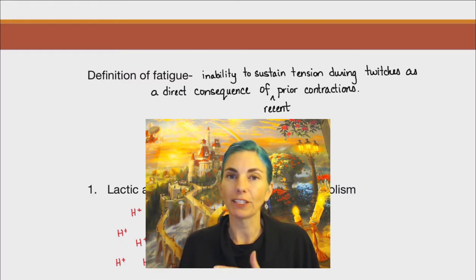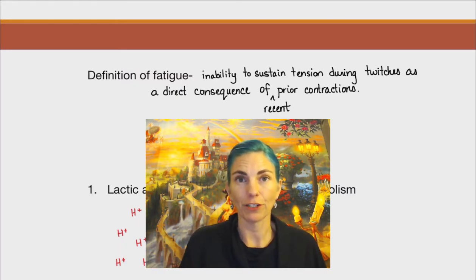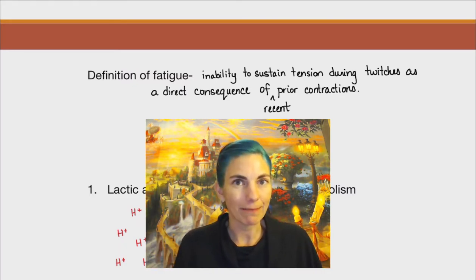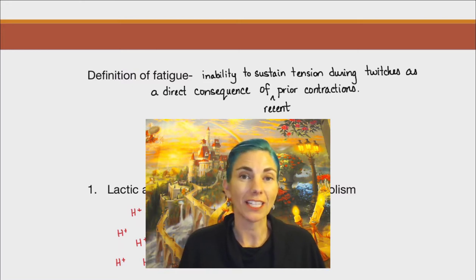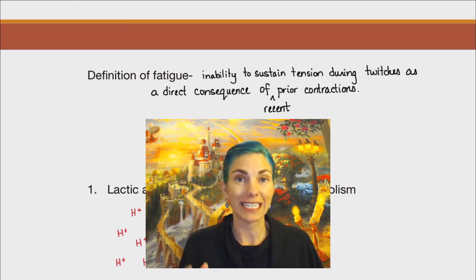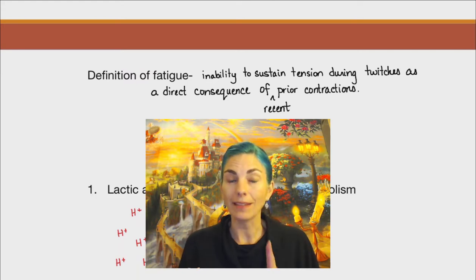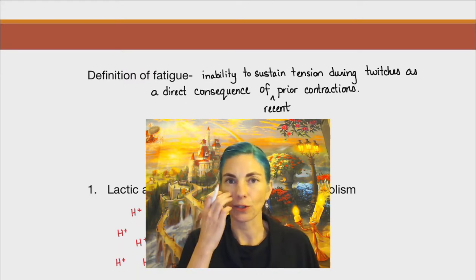Some types of muscle fibers fatigue faster than others. And as you might expect, type 2X or fast twitch glycolytic fibers fatigue within seconds, whereas slow twitch fibers can actually go for hours.